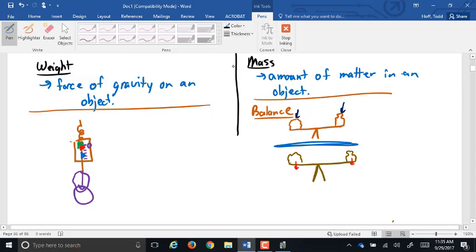On Earth, gravity is relatively constant. There's about a 9% difference between the equator and the North Pole as far as the amount of gravity. So a 200-pound person would literally be like 16 or 17 pounds heavier at the North Pole than they are on the equator. So that is a little bit of a difference.